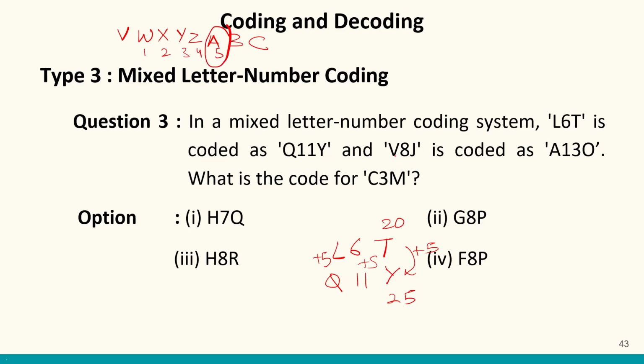So here also we are moving 5 positions forward. 8 plus 5 will give me 13, and so for J. So we have to move 5 positions forward. C is position 3 and M is position 13. So if I have to move 5 positions forward, I'll get H. Here also I'll get 8. And here also 13 plus 5 positions will give me 18th position, which is R. So my answer will be H8R, which is option number 3.